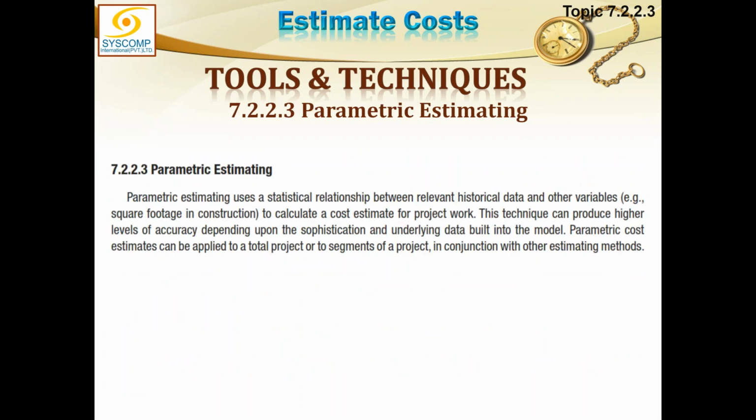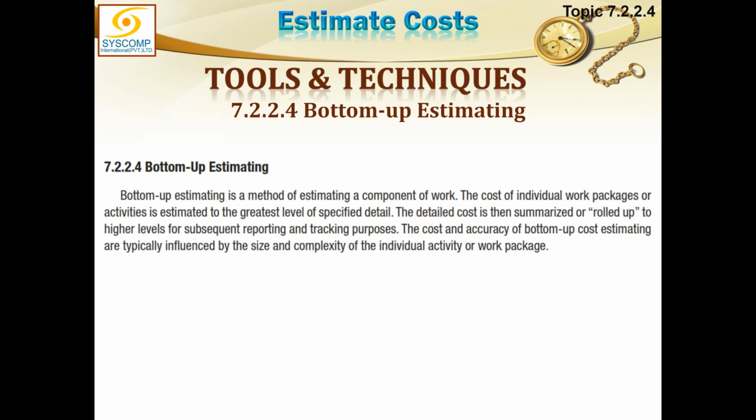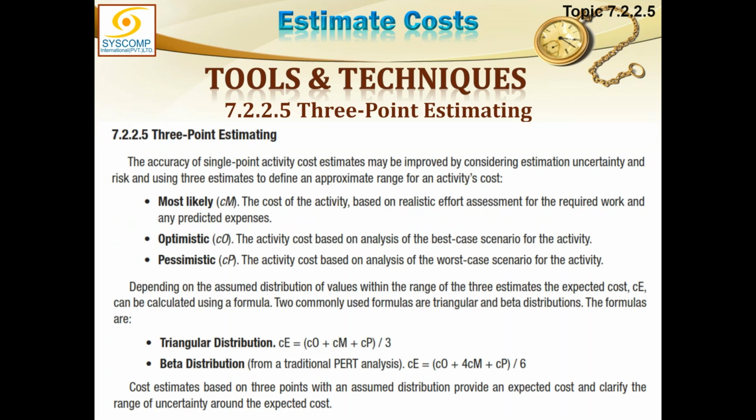Parametric estimation is a heuristic, a statistical relationship between the relevant historical data and other variables. Bottom-up estimation is a method of estimating a component of work. Each component of work you estimate separately and then sum them all up. This is your bottom-up estimating. Three-point estimating is just like we said in the schedule estimation, the activity duration estimation, that we will have three estimates for each. One is optimistic, most likely, and then the pessimistic.